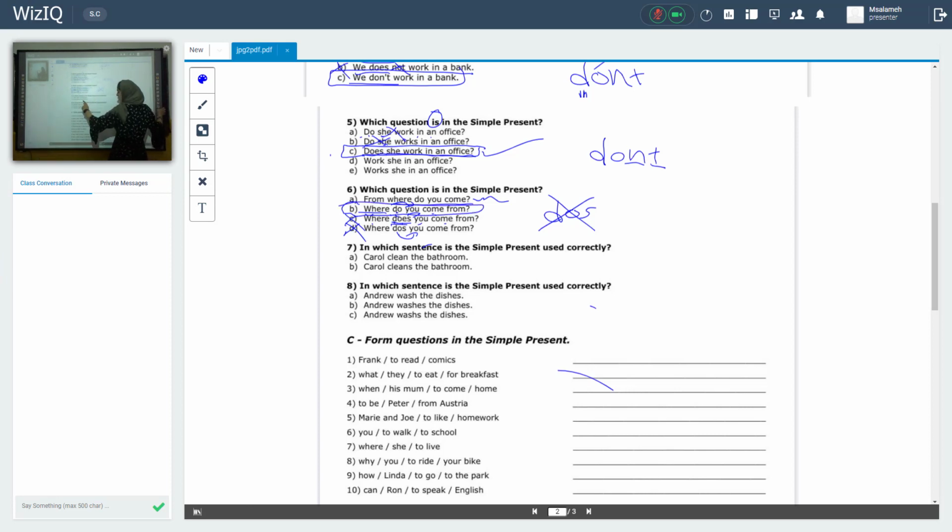Okay, number 7. In which sentence is the simple present used correctly? Carol cleaned the bathroom. Carol cleans the bathroom. Simple present, singular subject, followed by what? S or ES. Singular subject, followed by what? S or ES. So, cleans.